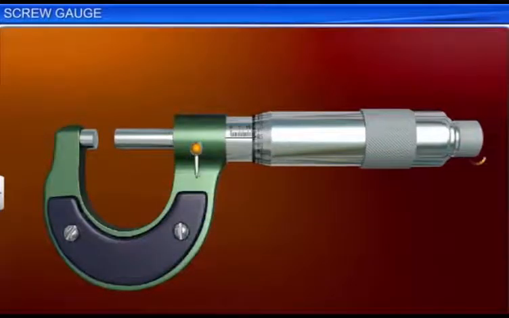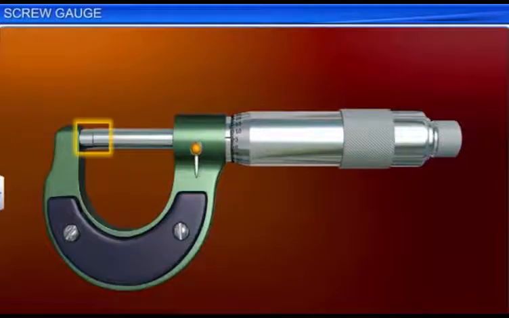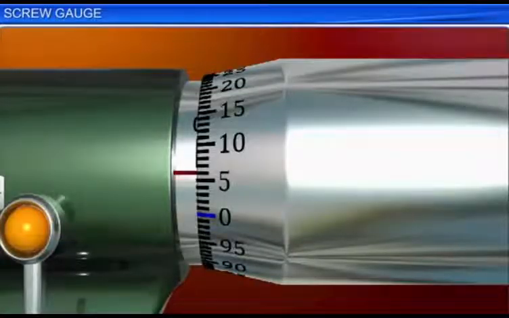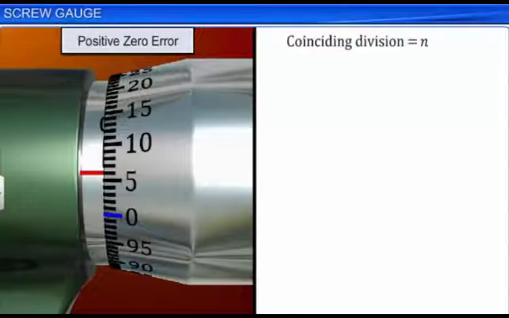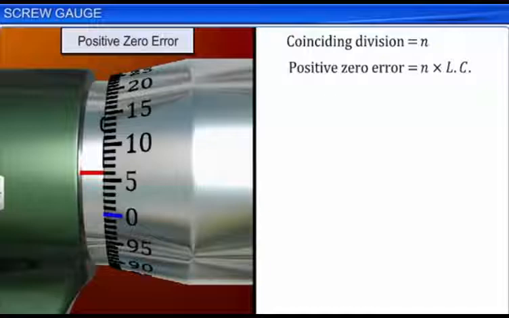When the tip of the screw is in contact with the stud, if the zero of the head scale is below the index line of the pitch scale, then the error is said to be positive zero error. If n is the coinciding division of the head scale with the index line of the pitch scale, then the positive zero error is equal to n into least count. Then the positive zero correction is minus of positive zero error. That is, the correction for positive zero error is negative.